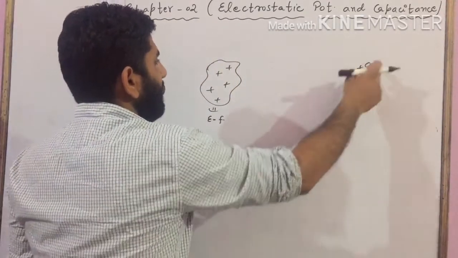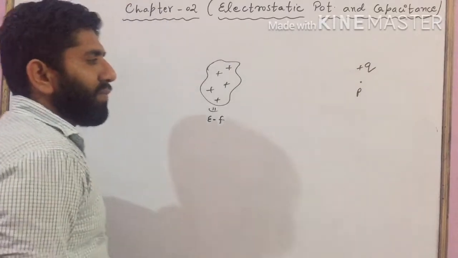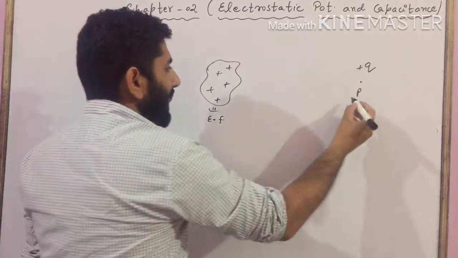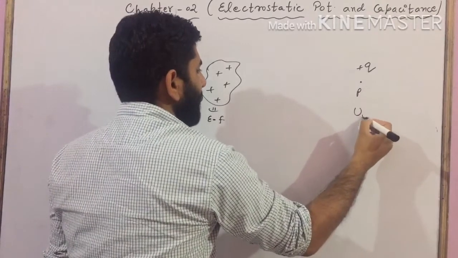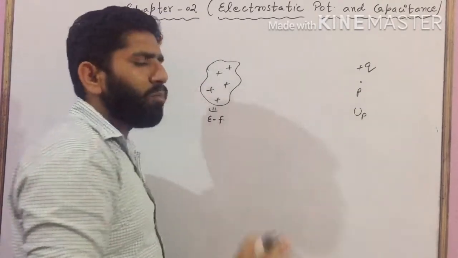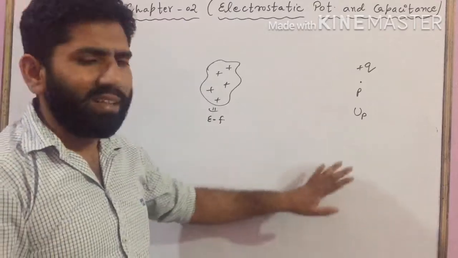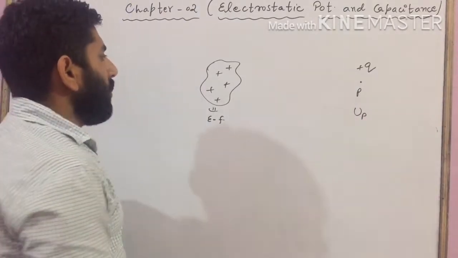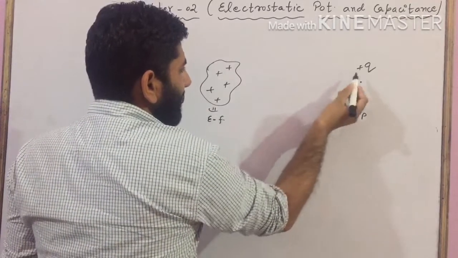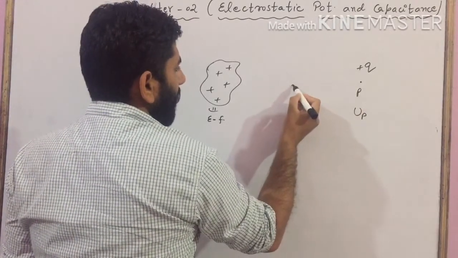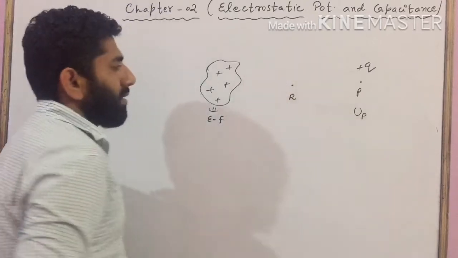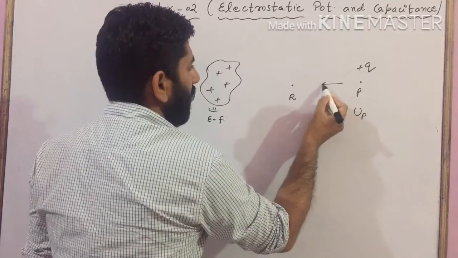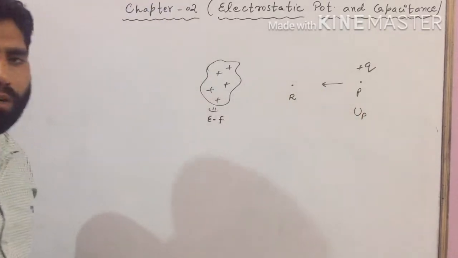So I am having the same test charge Q, which is placed at this point P. At this point P, it will be having some potential energy. Let me call it UP. We don't know how much it is. Now what I do, I take this charge from point P to some point R. I move this charge from point P to point R.